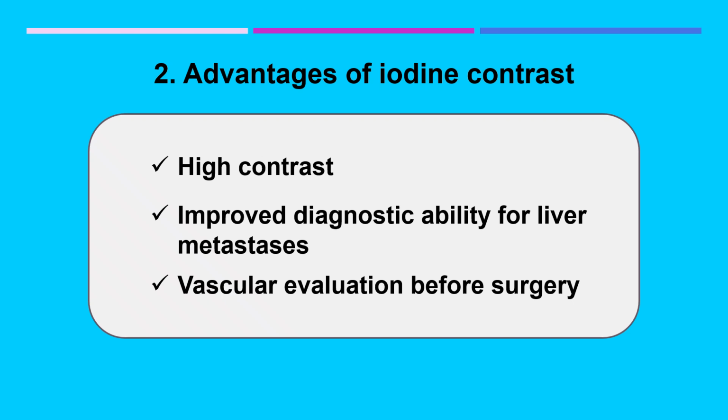The use of iodine contrast is essential. It enhances visualization of the gastric wall and surrounding vessels. It also improves detection of liver metastasis and provides vascular information important for surgical planning. For example, surgeons can assess the relation of the tumor to arteries like the left gastric or splenic artery.